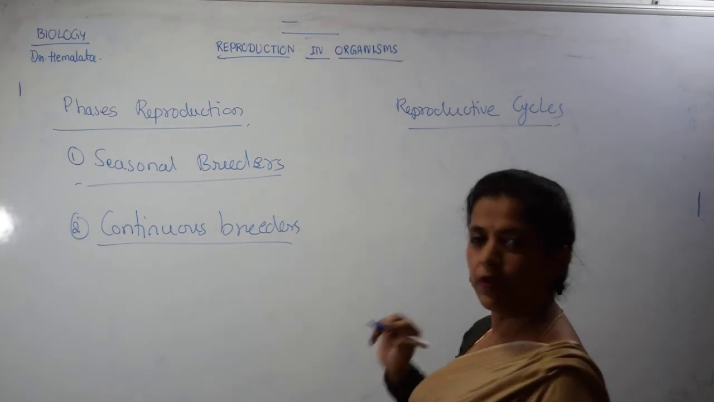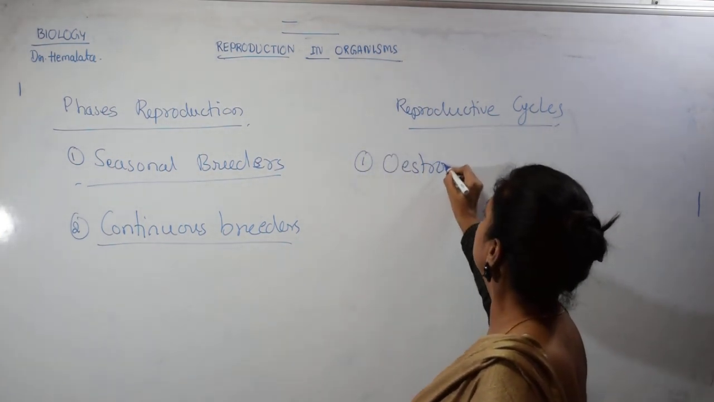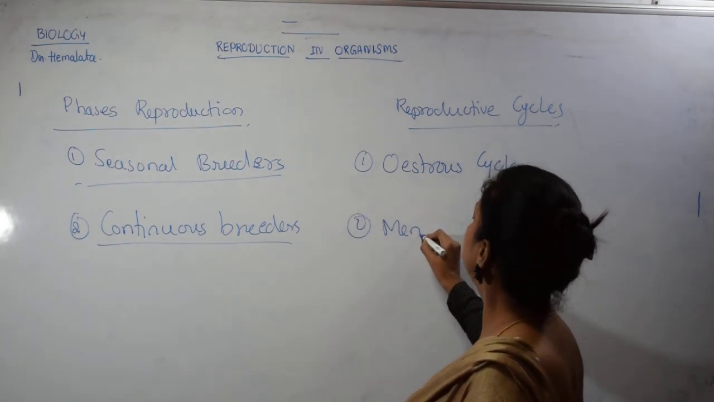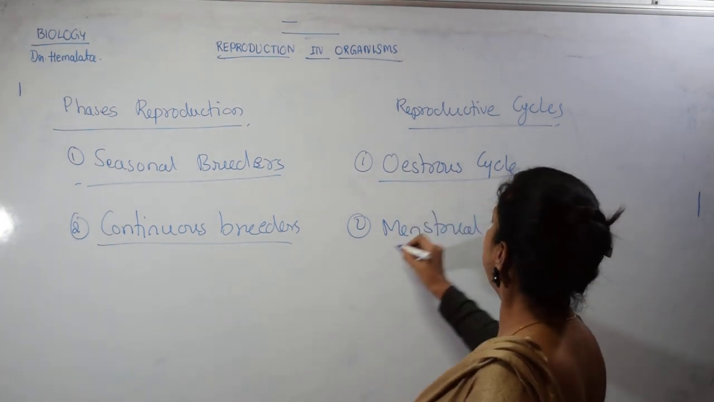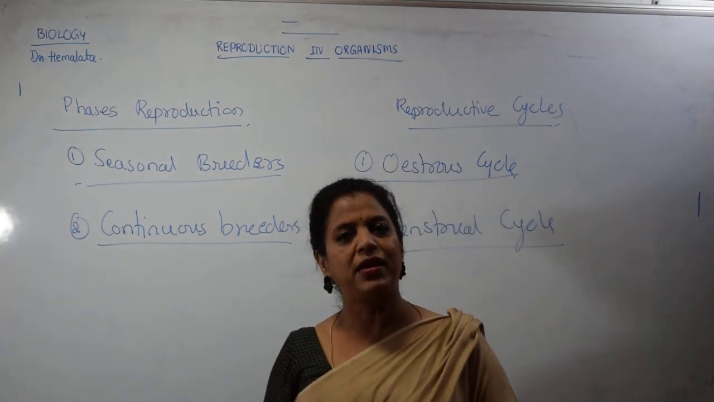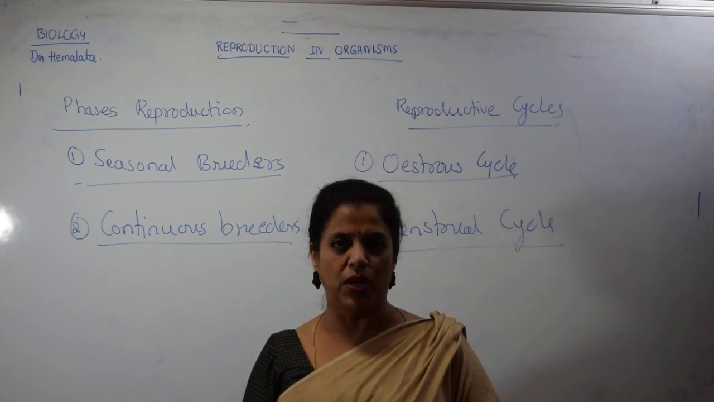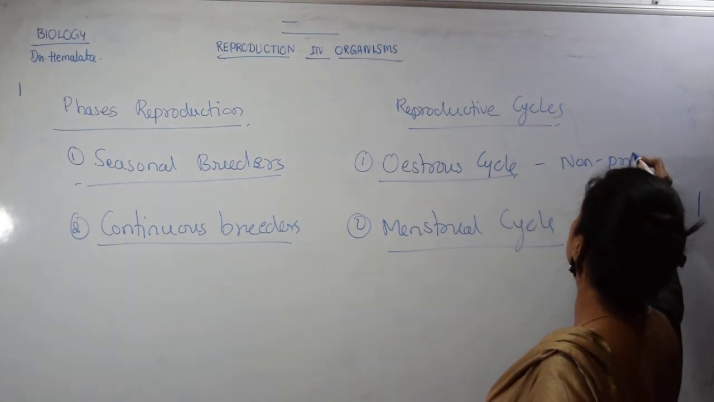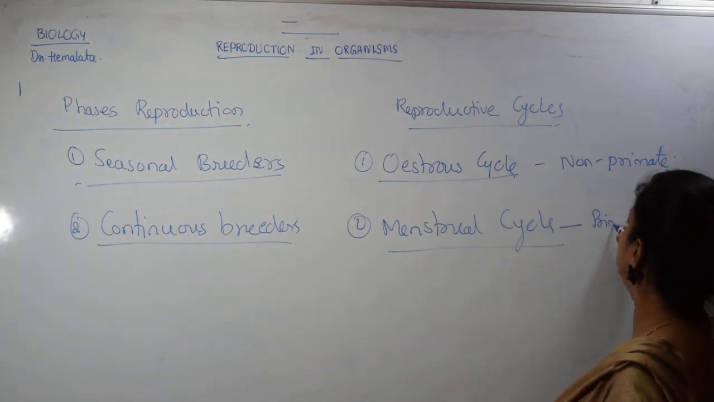So here we have two types of reproductive cycles. One of them is the estrus cycle. The second one is called the menstrual cycle. Right? So the estrus cycle and menstrual cycle, both are happening in mammals only. But the estrus cycle happens in non-primate organisms, so this is common in non-primates. But the menstrual cycle happens in primates.